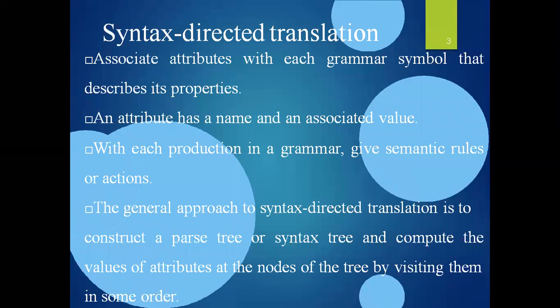An attribute has a name and an associated value. With this, we are defining which attribute it is. And with each production in a grammar, it gives semantic rules or actions. That means the grammar consists of a set of production rules. Every rule is in the form of A tends to alpha. That means it consists of two sides, one is a left-hand side and another one is a right-hand side. Based on the right-hand side of the rule, we are performing some action, and we are calling that action or that rule semantic rules here.